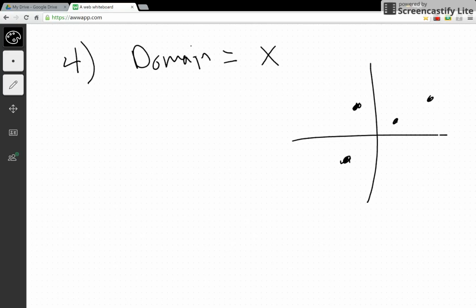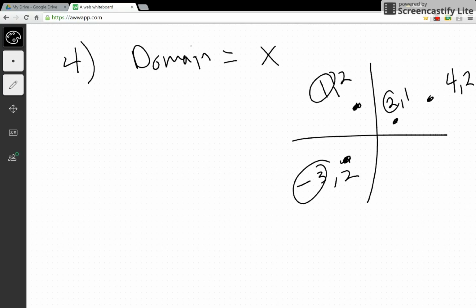Mine's not perfect to the graph, but I look at it. The first one is the coordinate point. It looks like (-3, -2). This one here looks like the point (1, 2). And this one right here looks like (2, 1). And the last one is (4, 2). So I'm looking for one that has all the x values. The x values are -3, 1, 2, and 4. So it looks like the answer is A for that one.